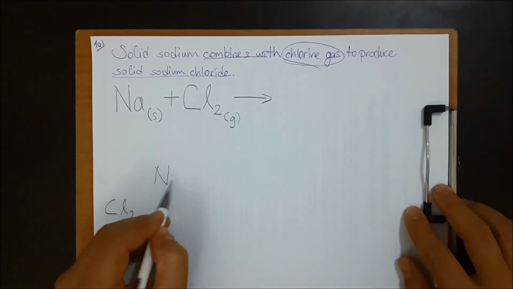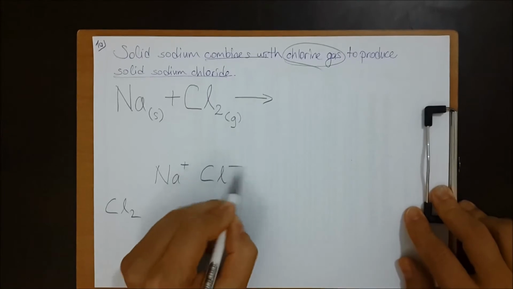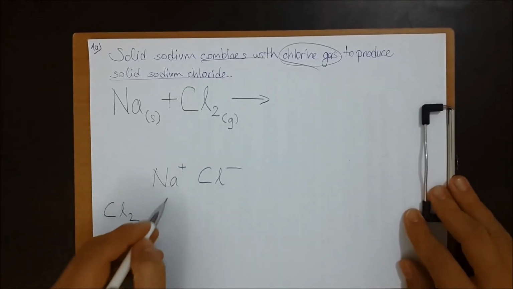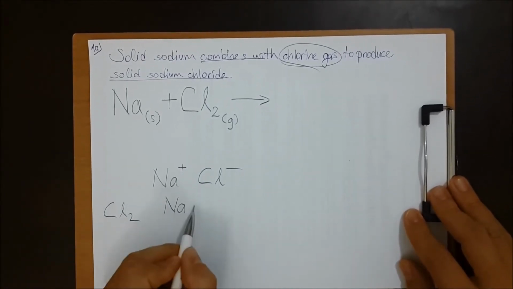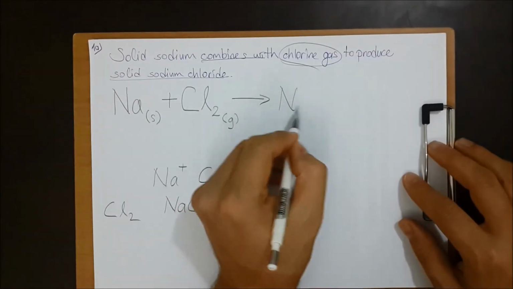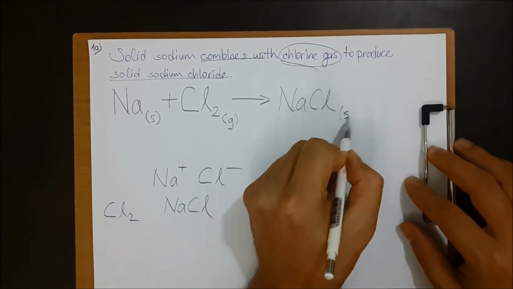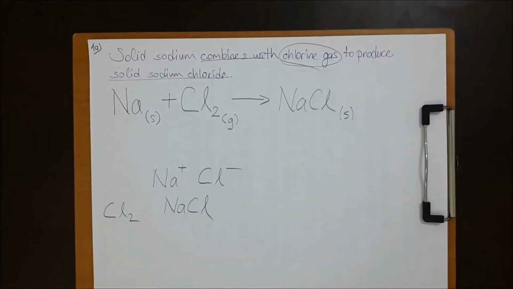Solid sodium chloride. The charge for sodium in its ionic form is +1. Chloride is Cl-. You cross over the charge. After taking the absolute values, it becomes NaCl. NaCl is the chemical formula for sodium chloride, and also its state is given in the question. It is solid.